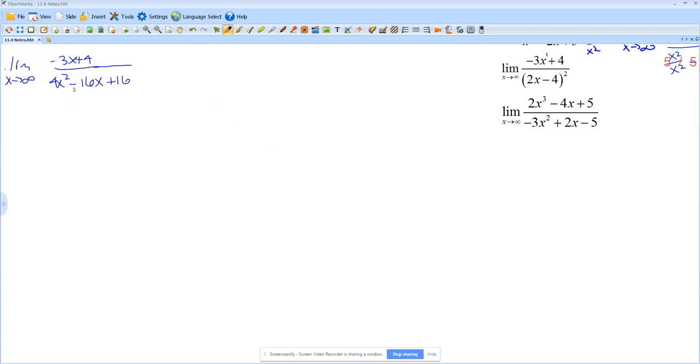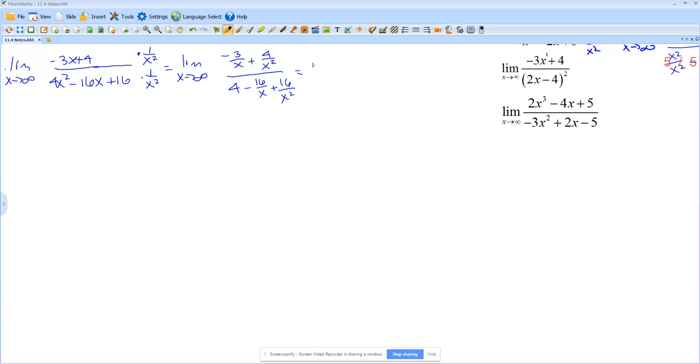Now again, I know I should get 0 as an answer because the degree on the bottom is larger, but I'm going to have to multiply by 1 over x squared in order to prove that I get 0. So this becomes the limit as x approaches infinity of negative 3 over x plus 4 over x squared over 4 minus 16 over x plus 16 over x squared.